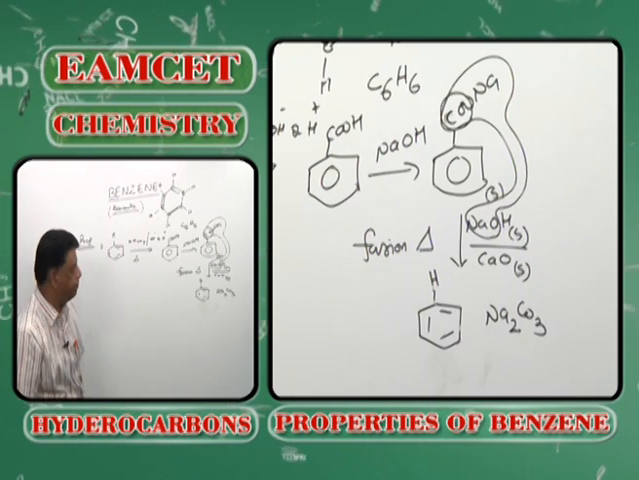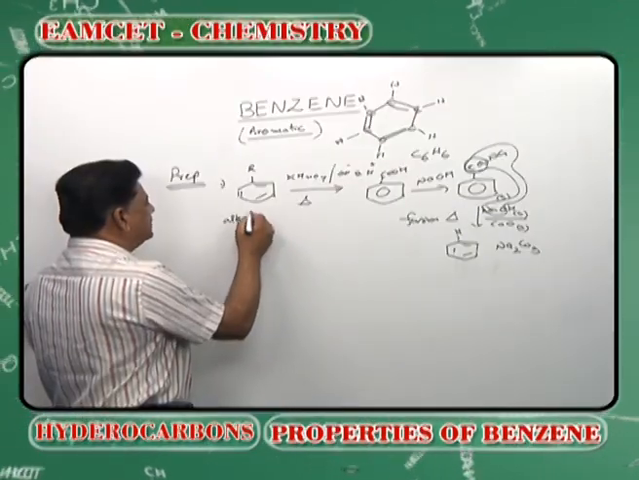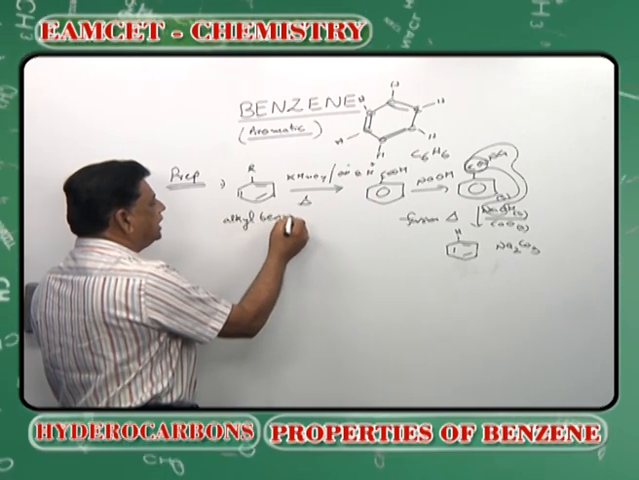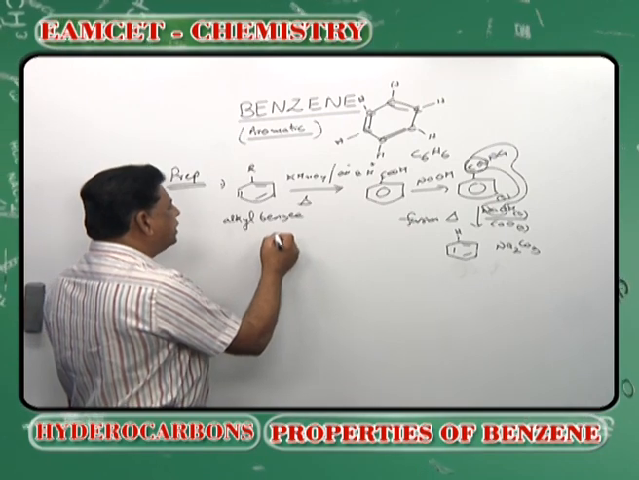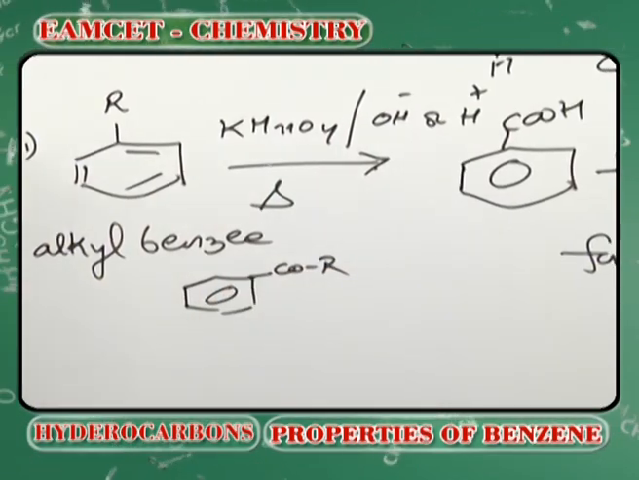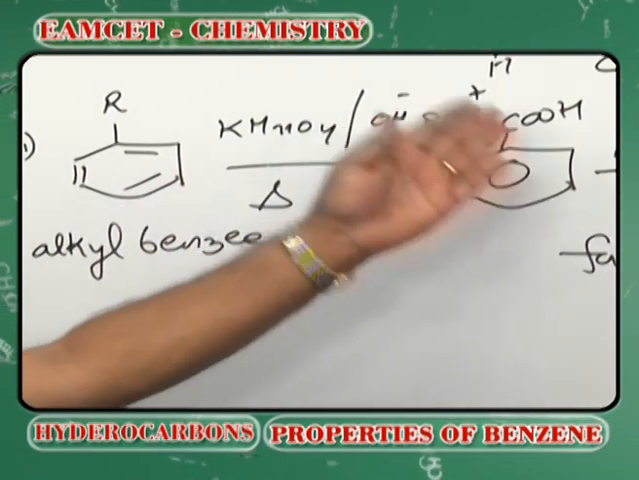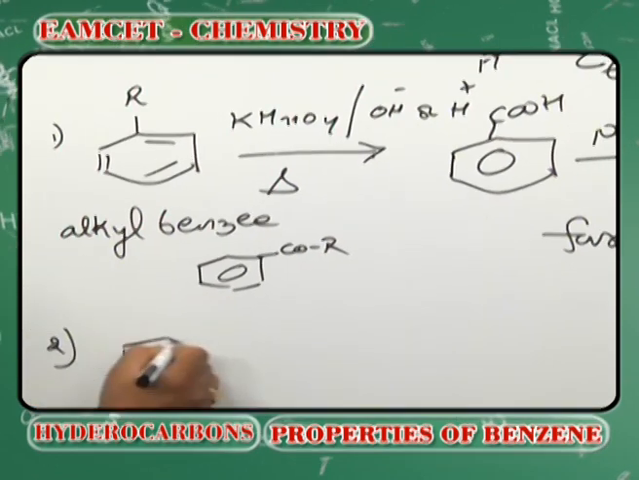So benzene can be prepared like this from all alkyl benzenes. Alkyl benzenes on oxidation. Acyl benzenes you can also convert in this process. If a COR is there, it is much easier to oxidize to get the benzoic acid, and subsequently we get it. The second method is if a nitro group is there.